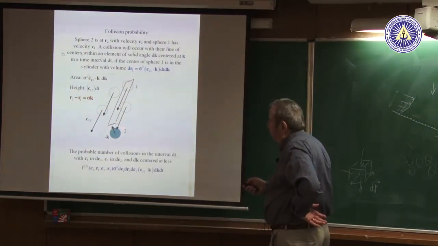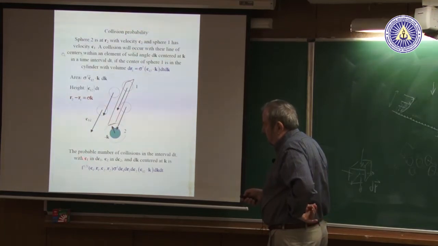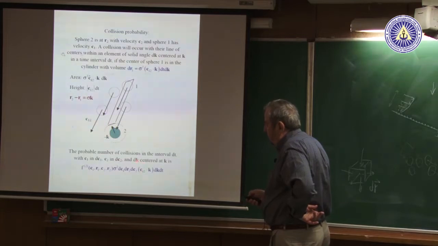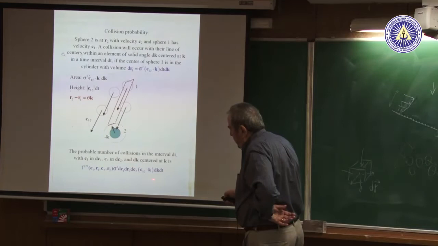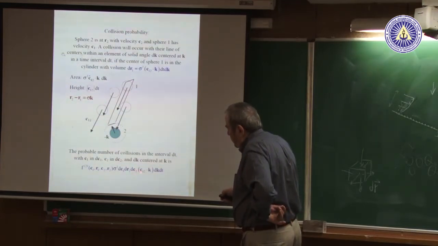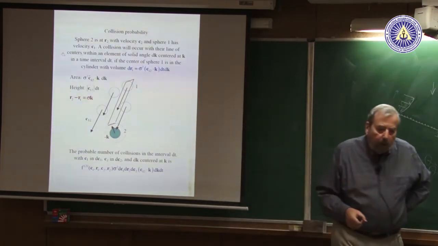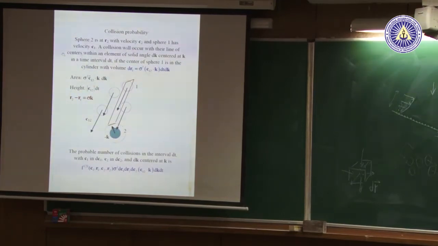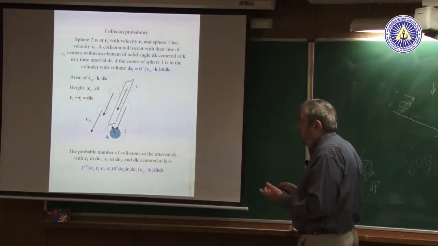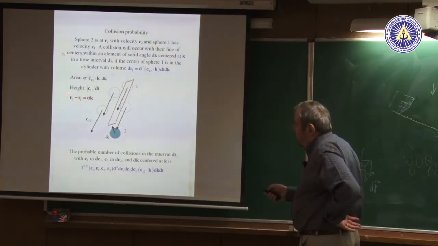Okay, so with this geometric construction, we can determine the probable number of collisions in an interval dt with C1 in DC1, C2 in DC2, and DK in K. And that involves this expression, which is the characterization of the volume element dr1 that spheres 1 have to reside in. Okay, so this is a type of calculation that gives kinetic theory its reputation as being too complicated. It's not a particularly deep calculation, but seeing it for the first time, it's rather overwhelming. But let's take that now as a fact.